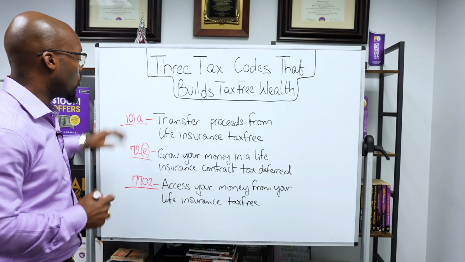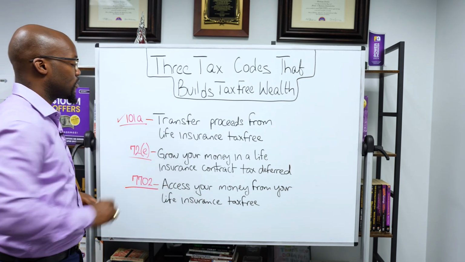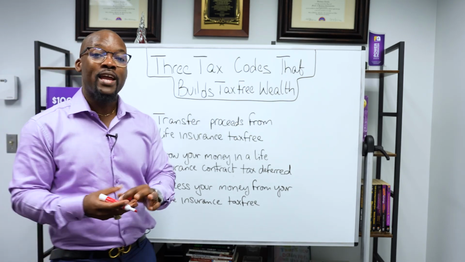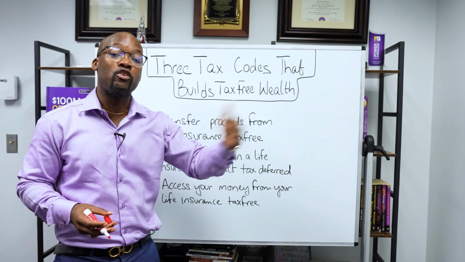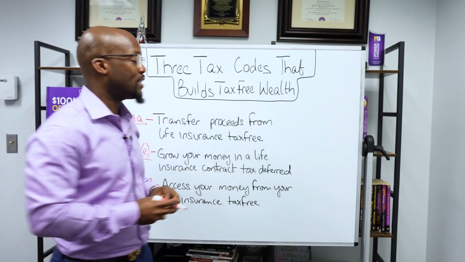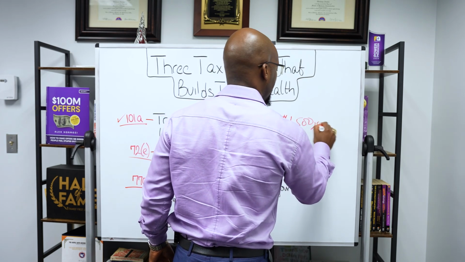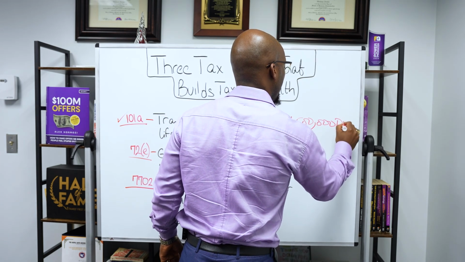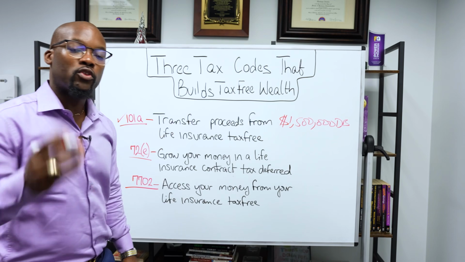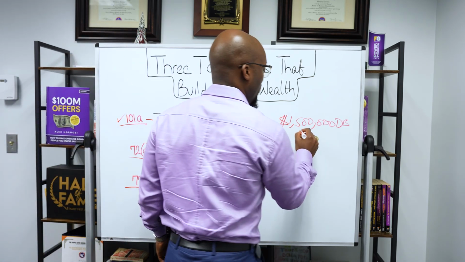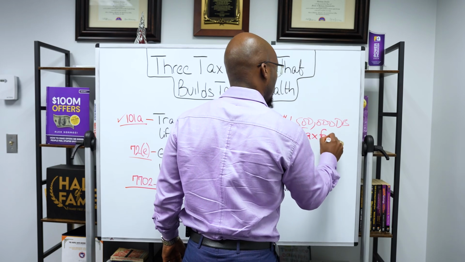The first tax code is tax code 101A. This is the tax code that allows you to get a death benefit and then transfer it to your beneficiary when you pass away tax free. So let's say you have a policy for $1.5 million. All right, $1.5 million death benefit. 10, 20, 30 years down the road, you pass away. Well, guess what? This 1.5 million gets paid out to your beneficiary tax free.